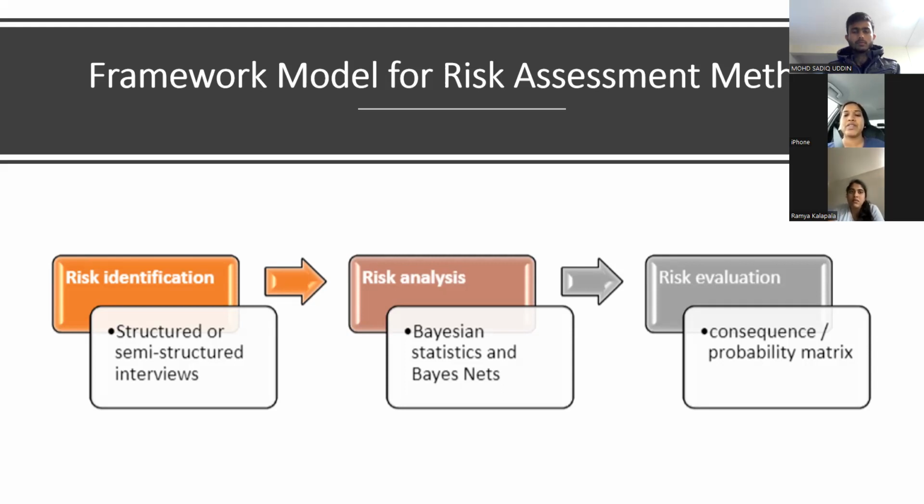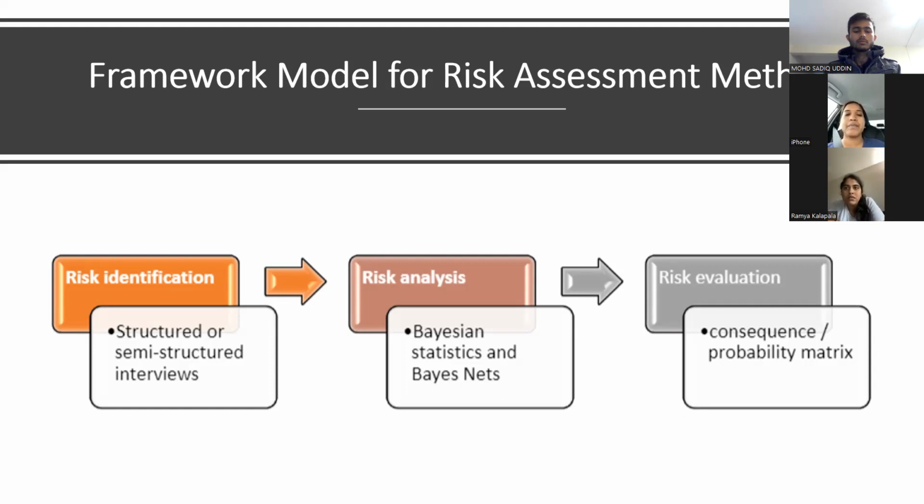The right technique depends on the nature of the risk being investigated as well as its unique circumstances. Structured or semi-structured interview methods are used at the risk identification stage. Now, the second step is the risk analysis. So Bayesian statistics and Bayes networks methods are used for risk analysis. It allows modeling assuming high uncertainty or on the inference of cause and effect.